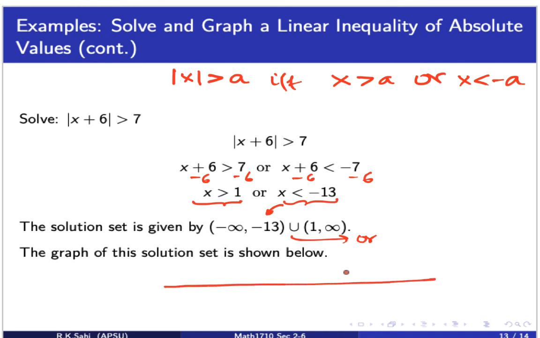Draw the number line, eyeball minus 13, eyeball 1. Now for 1 and above, just draw your normal parentheses facing on the left and shade it. Now for minus 13, you're going to draw x is less than, remember, strictly less than. You have your parentheses and then you shade the part on the left-hand side here.